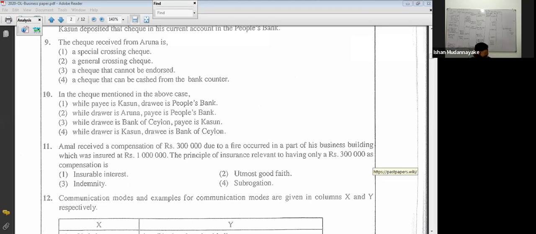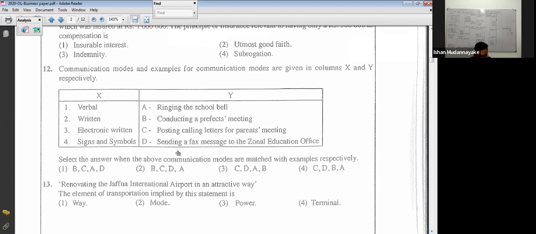Lama, question number 12. What's the answer for the question number 12? Select the answer which matches the above communication methods with the examples respectively. Verbal, Lama, what's the verbal? Conducting a prefix meeting, verbal.